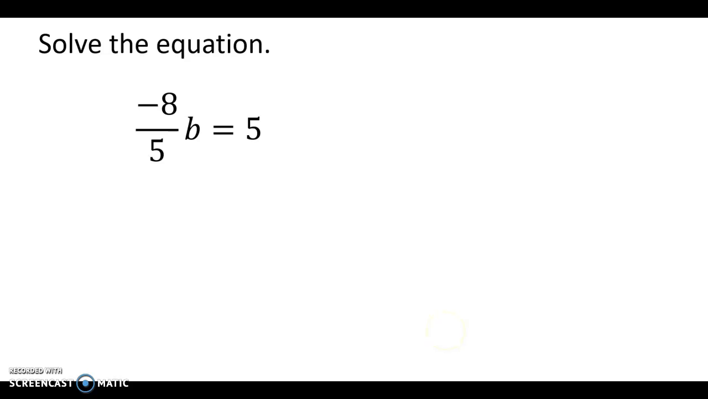Solve the equation. So we have negative 8 over 5 times b equals 5. So to get rid of the fraction, you can just multiply both sides by its reciprocal, which means you flip it. And I like to still keep the negative on the top. So we can multiply both sides by negative 5 over 8. That way these two negatives cancel, you get positive b.